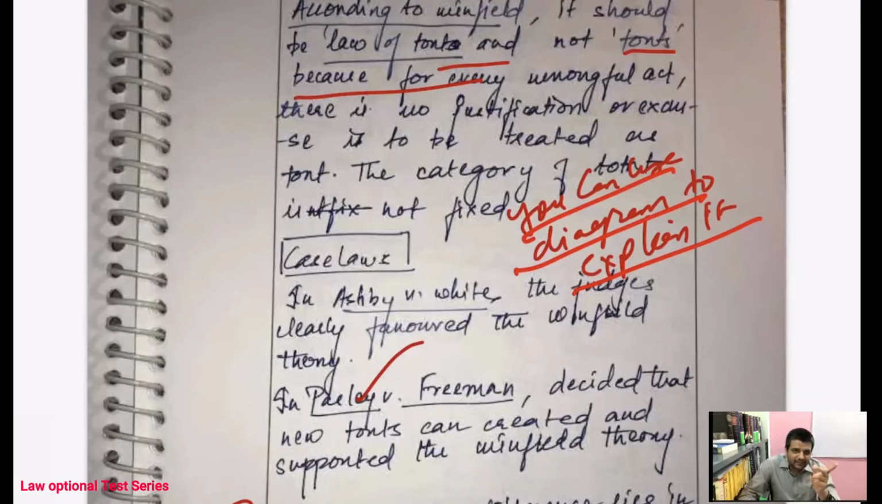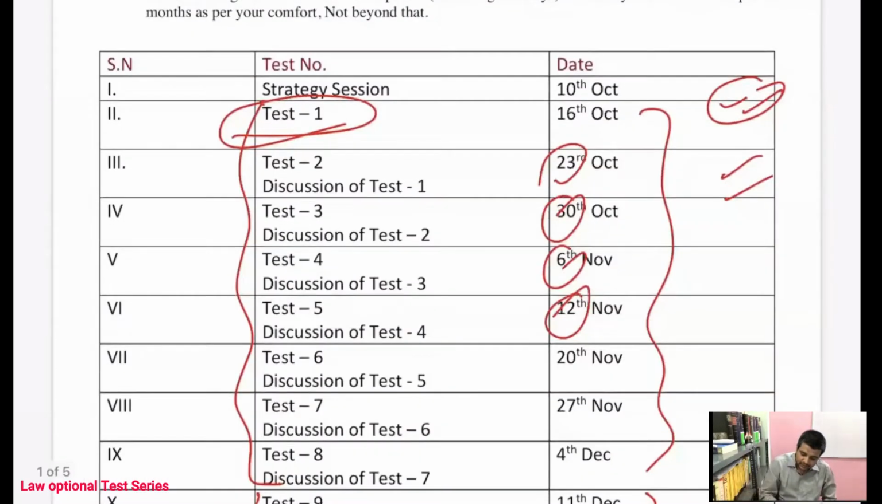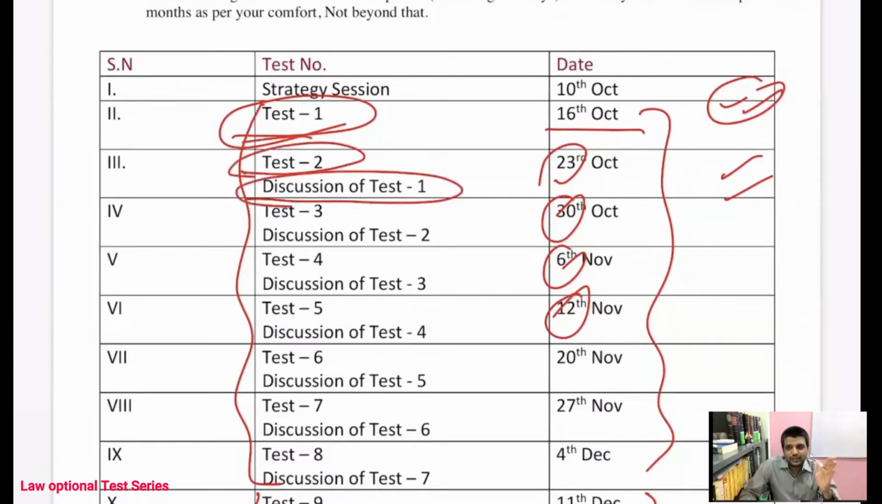So one test I will check one-to-one. Understand that part. After that, I will not check copies one-to-one. I will simply check it, you will be sent the PDF, and you just read it by yourself, right? But I will take generic discussions. So test 1 is on 16th October, you will write it. When you have test 2, the same day I will have the discussion, and the discussion will be at the same timing, that is your 6 to 8. Understand that part, right?